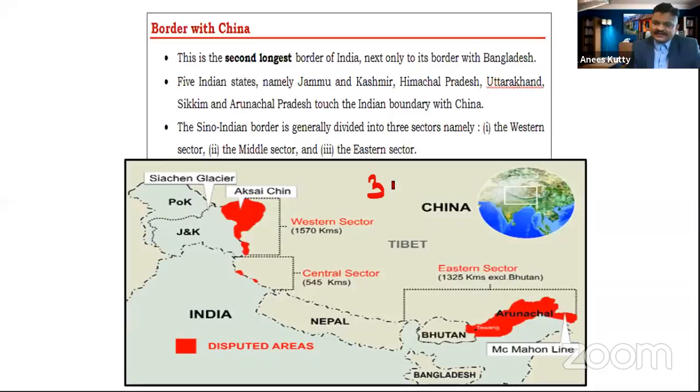What about Pakistan then? Pakistan is around 3,300, but China comes second. You just have to recall this. Definitely, there is no need to know the exact figure, but at least we must be aware that the first one is Bangladesh, the second one is China, and the third one is Pakistan.